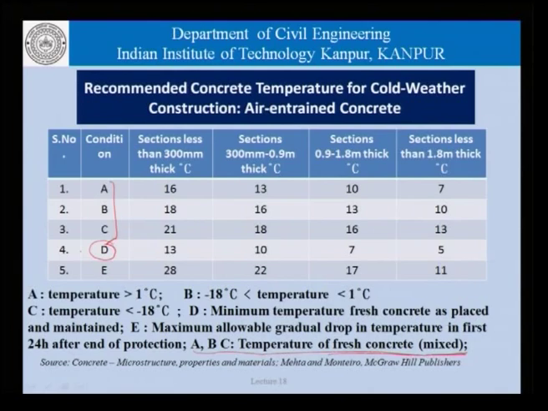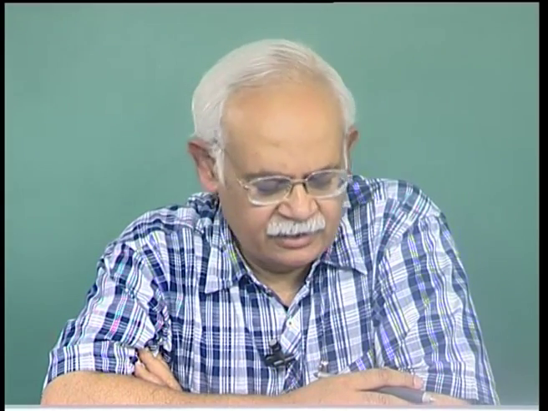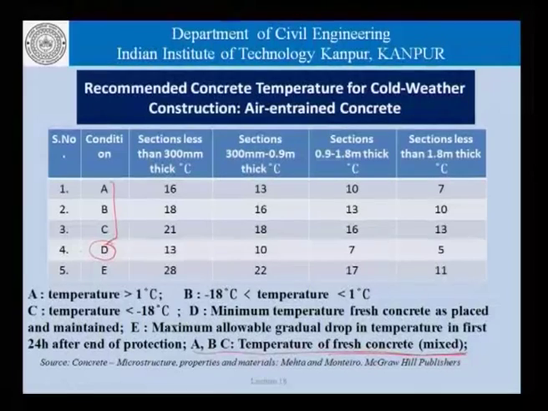So, there is a mixing temperature, there is a placing temperature, and there is a temperature at which the concrete needs to be maintained. ACI 306 gives us a clear guideline as to what are the expected temperatures which we need to maintain at which the concrete may be mixed, because the moment it is mixed and is placed, it tends to lose heat on account of the very, very cold atmosphere.